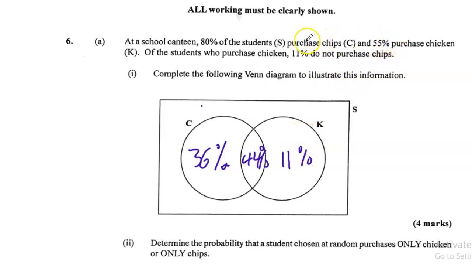Let's go again. 80% for chips. So we have 36 and 44. That's 80%, right? 55% for chicken, which is K. We have that, 44 and 11. But this 11% is only chicken. This 11% did not purchase chips. So that diagram is okay.